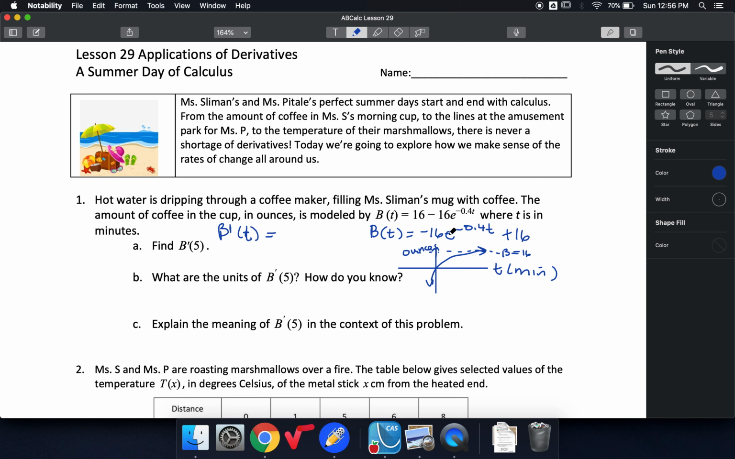I know the derivative of e to the something is e to the something, but I have to do chain rule, so the derivative of the something. I'm going to do negative 16. The derivative of my exponent is negative 0.4, so that's going to give me 6.4. And then e to the something, so that negative 0.4t will stay the same. The derivative of 16 is just 0, so I'll have nothing there. Let me rewrite this so it looks clearer. And now b prime of 5, well, I'm going to plug in 5.